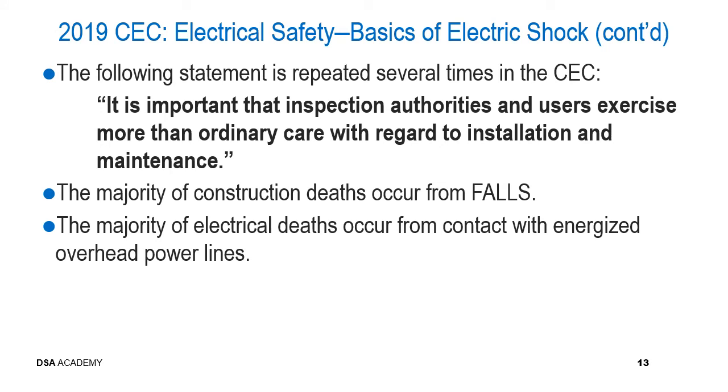The California Electrical Code re-emphasizes the need for personal safety and the importance of personal safety numerous times throughout the code by making the following statement. It is important that inspection authorities and users exercise more than ordinary care with regard to installation and maintenance. To briefly summarize, the majority of construction deaths on construction projects occur from falls, and the majority of electrical deaths occur from contact with energized overhead power lines.